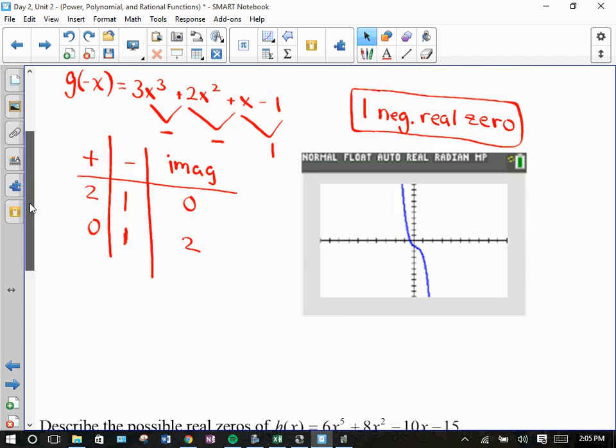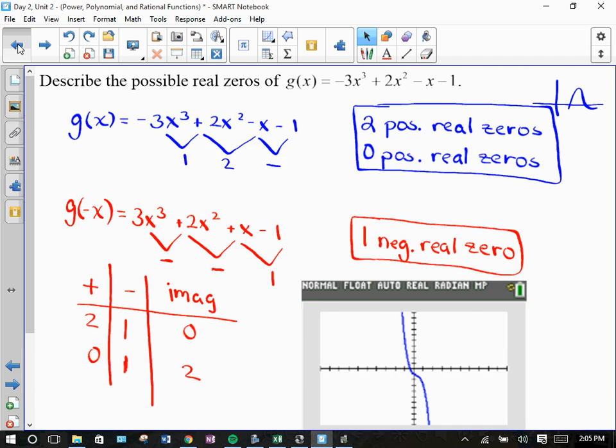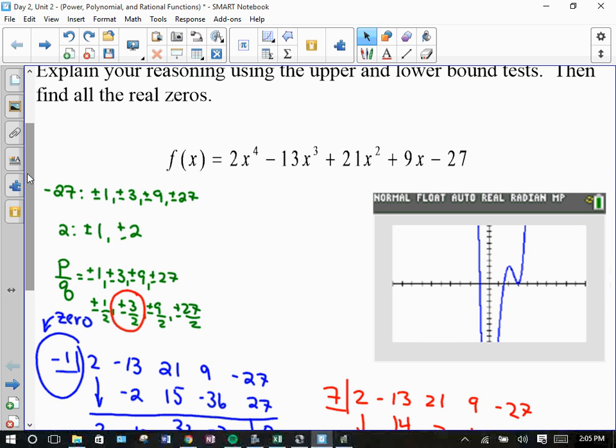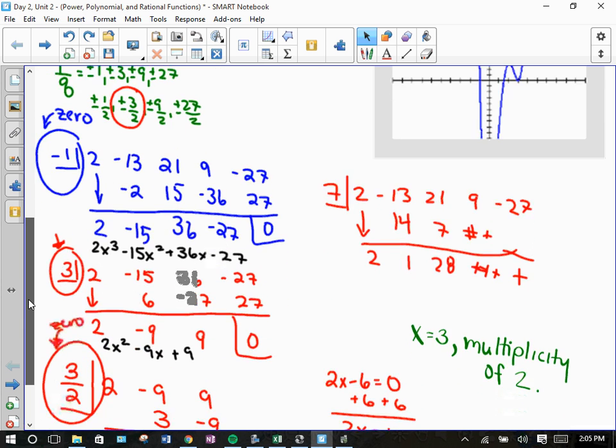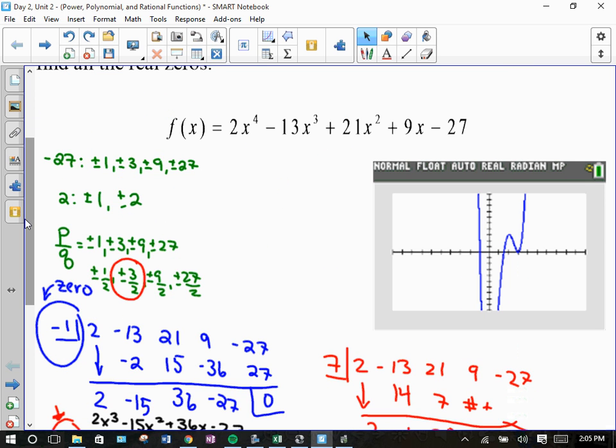You can go back to the graphs. Right here, this zero has a multiplicity of 2. We saw that it had more because we have x equals 3. We know it has a multiplicity of 2 because it looks like a parabola right there, and it does not cross the x-axis.